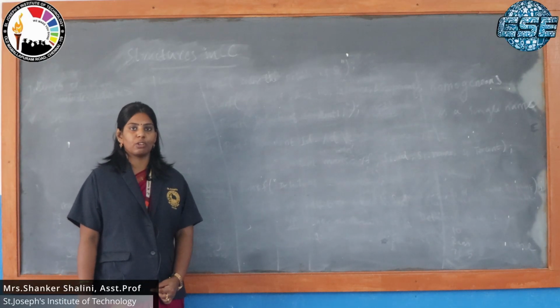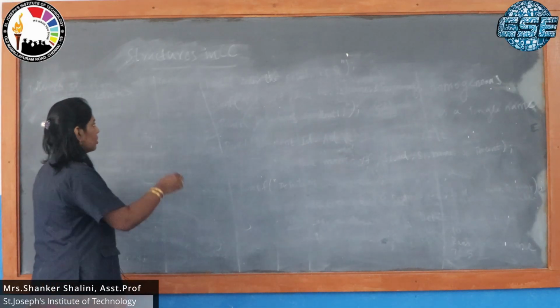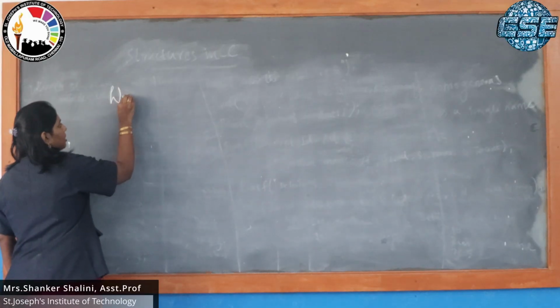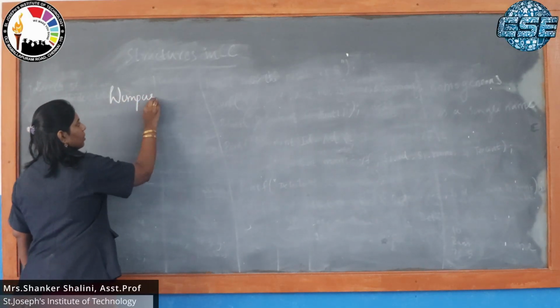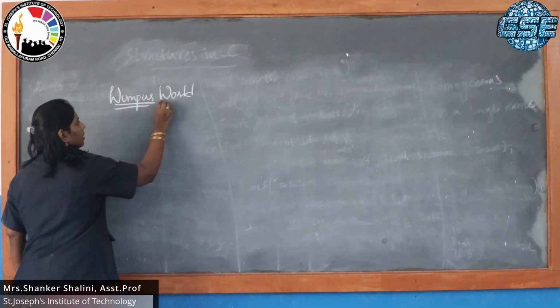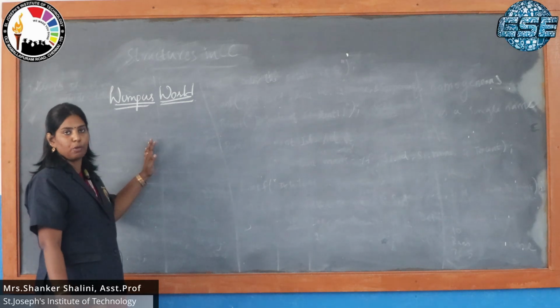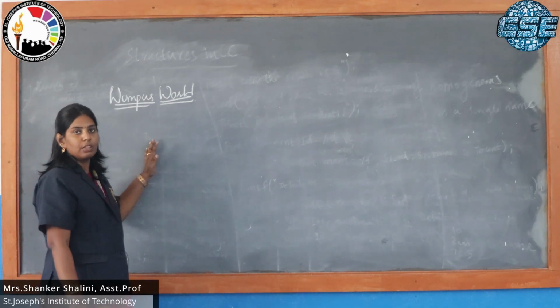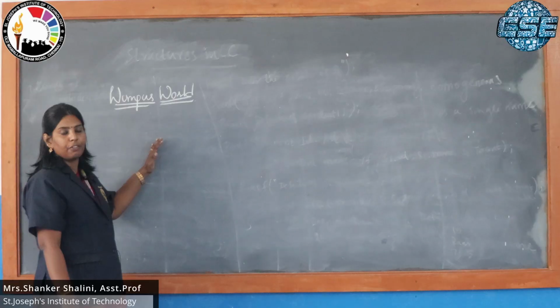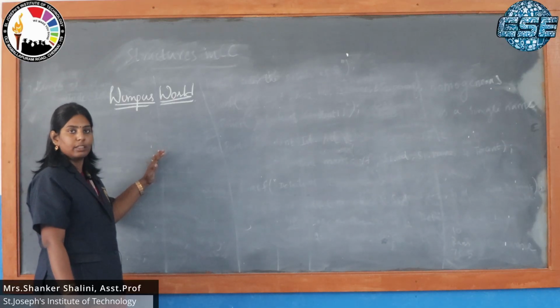Today I am going to take the topic Wumpus world, which comes under artificial intelligence. This Wumpus world is an artificial intelligence problem. This is a knowledge-based problem. So, using this Wumpus world, we can find the different facts we can use to move and get to the goal.